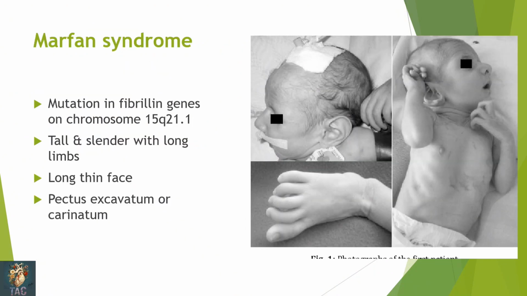Then Marfan syndrome, a mutation in the fibrillin gene, which is present on 15q21, focused at one location. So tall and slender long bones will be present, a long thin face, and pectus excavatum or pectus carinatum. So this is the condition in which the fibrillin gene is important. This is Marfan syndrome. An important MCQ related to Marfan syndrome is the location and the gene which is important, that is fibrillin.